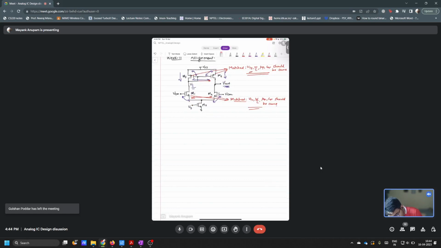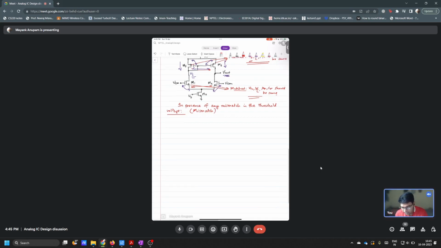Basically, in presence of any mismatch in the threshold voltage, what will happen? What do you think should happen? If the threshold voltages of M3 and M4 are different, what should happen? Currents will be different, exactly, right?